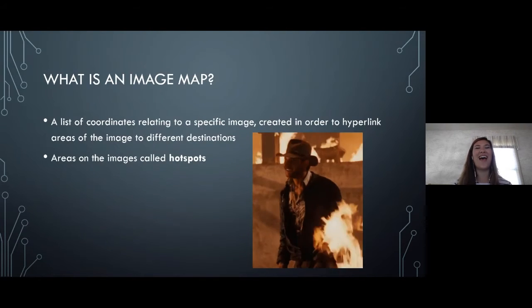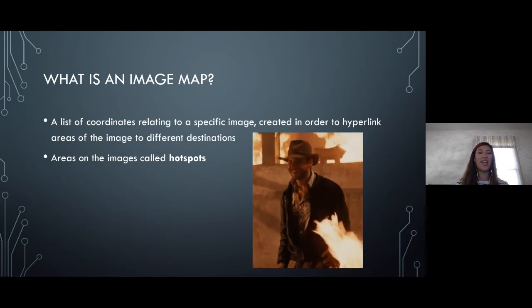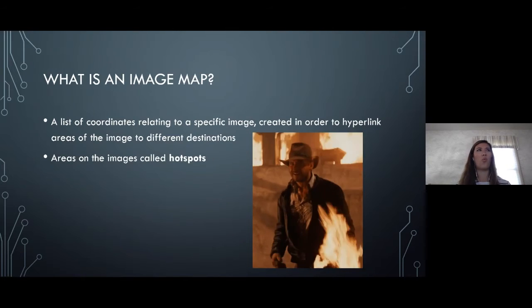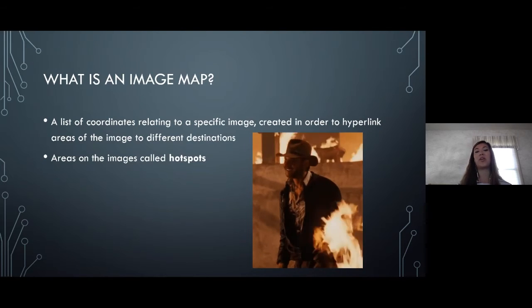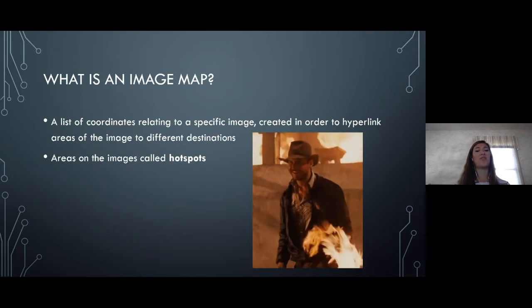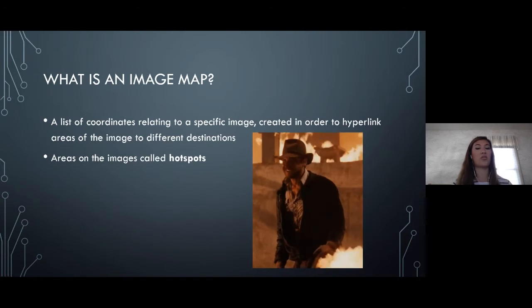So before I keep saying we're going to get into it, I'm just so excited. One more introduction in case you don't know. So again, like I said, I wanted it to be an interactive organization chart. So how am I going to make that interactive? How am I going to be able to click on it? So that's where we are presented with an image map. That is a list of coordinates relating to a specific image in order to create hyperlink areas. And those areas are called hotspots.